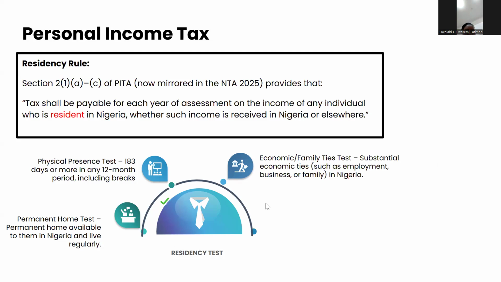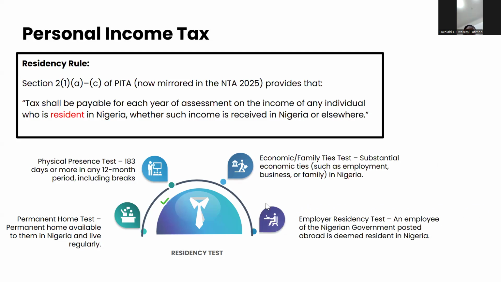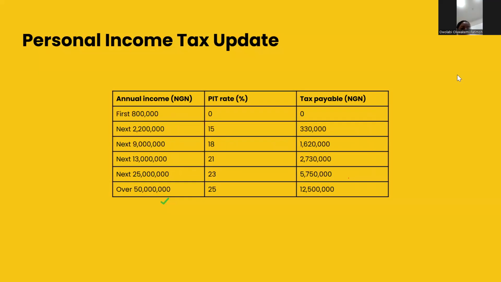Then the fourth one is the employer residency test. An employee of the Nigerian government, for instance, posted abroad is deemed to be still resident in Nigeria, no matter the time he spent abroad on that job. There are a lot of companies that transfer their staff abroad, government organizations like NNPC, and some of them stay a longer period. Even though you are staying there at that time, you are still a resident of Nigeria, and your tax is still to be remitted in Nigeria. Does this make sense?